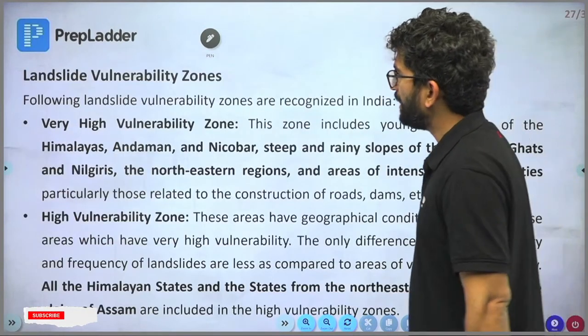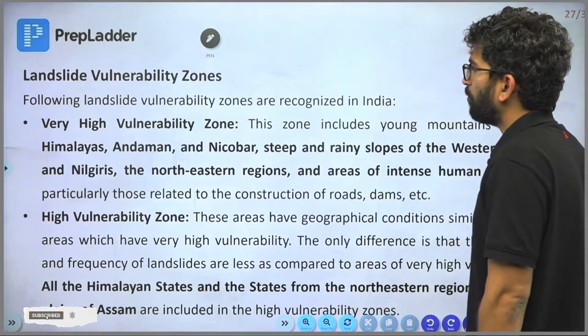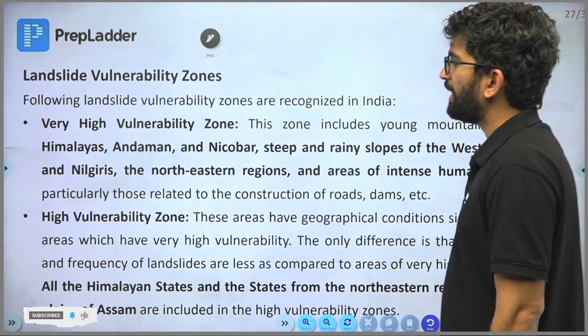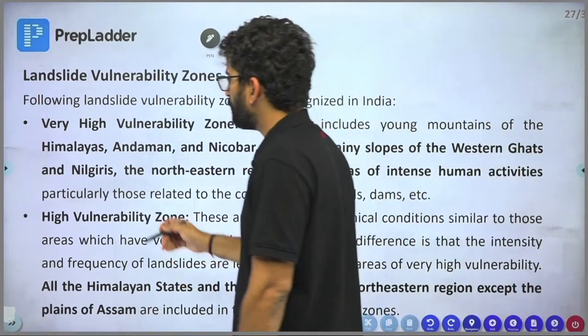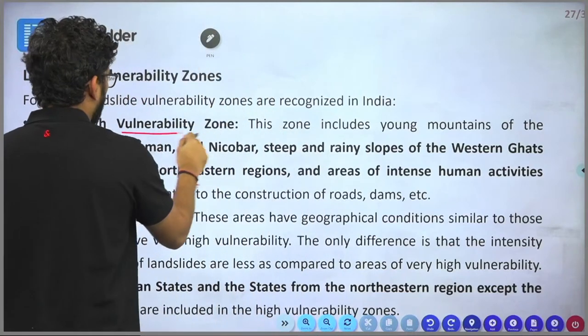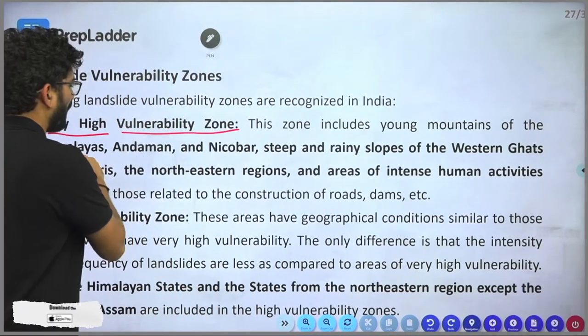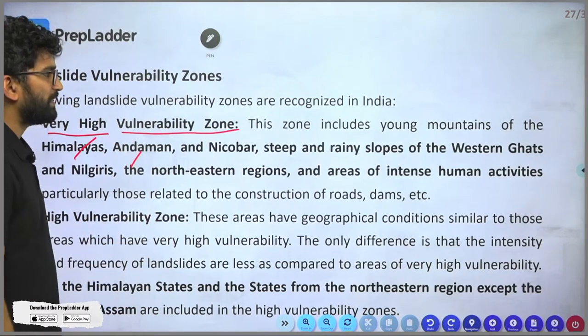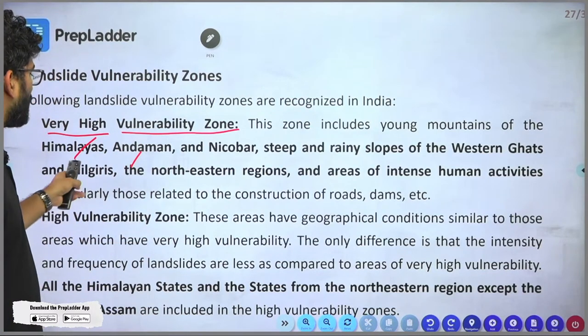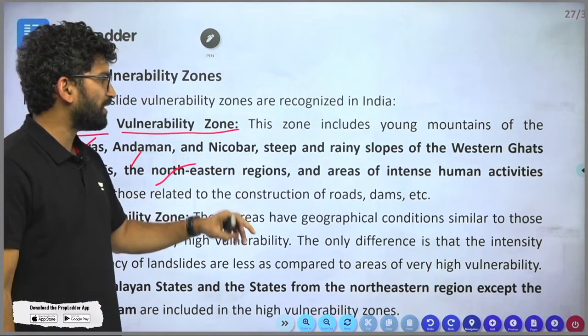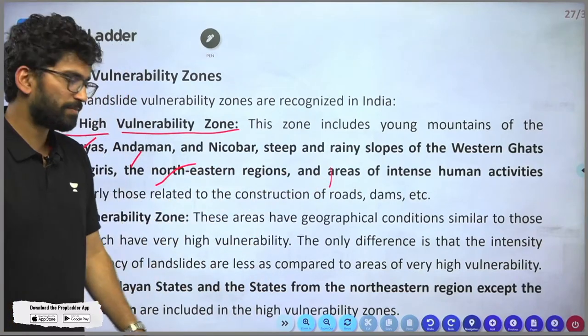Next, landslide vulnerability zone. India is demarcated into a very high vulnerability zone, which includes the Himalayas, Andaman and Nicobar, steep and rainy slopes of Western Ghats and Nilgiris, the northeastern region and the areas of intense human activities.